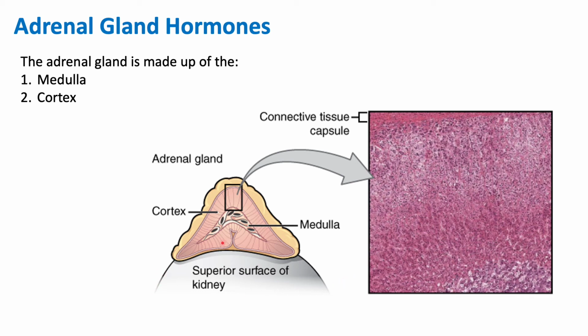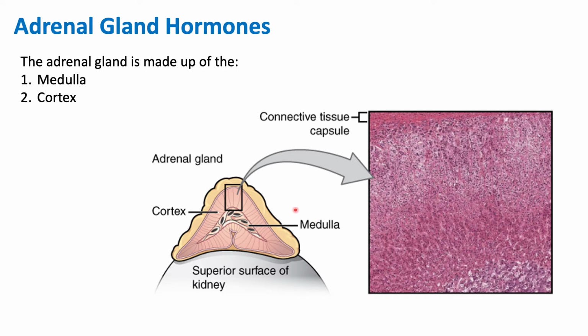The adrenal gland is located on the top of each of our kidneys. So we can see over here that the adrenal gland is this structure over here, and it's on the superior surface of the kidney. The adrenal gland has two components. It has the cortex and the medulla. So the cortex makes up the outside of the adrenal gland, whereas the medulla is on the interior.